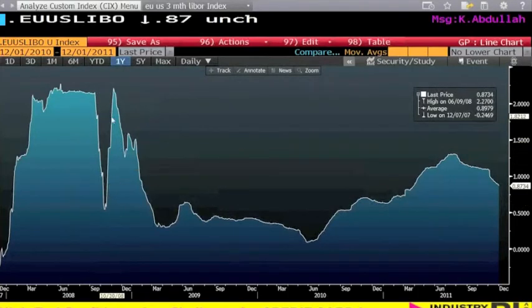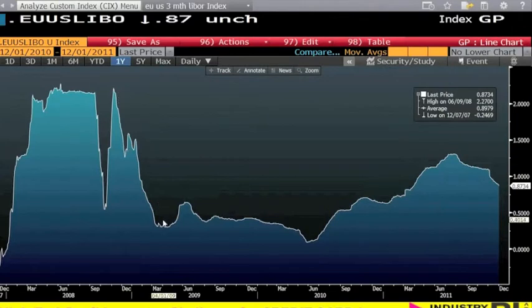Why did it go up? It went up because in December 08 the Federal Reserve took interest rates, U.S. interest rates, to practically zero. And then we dropped again. So what we're saying here is that this is happening.